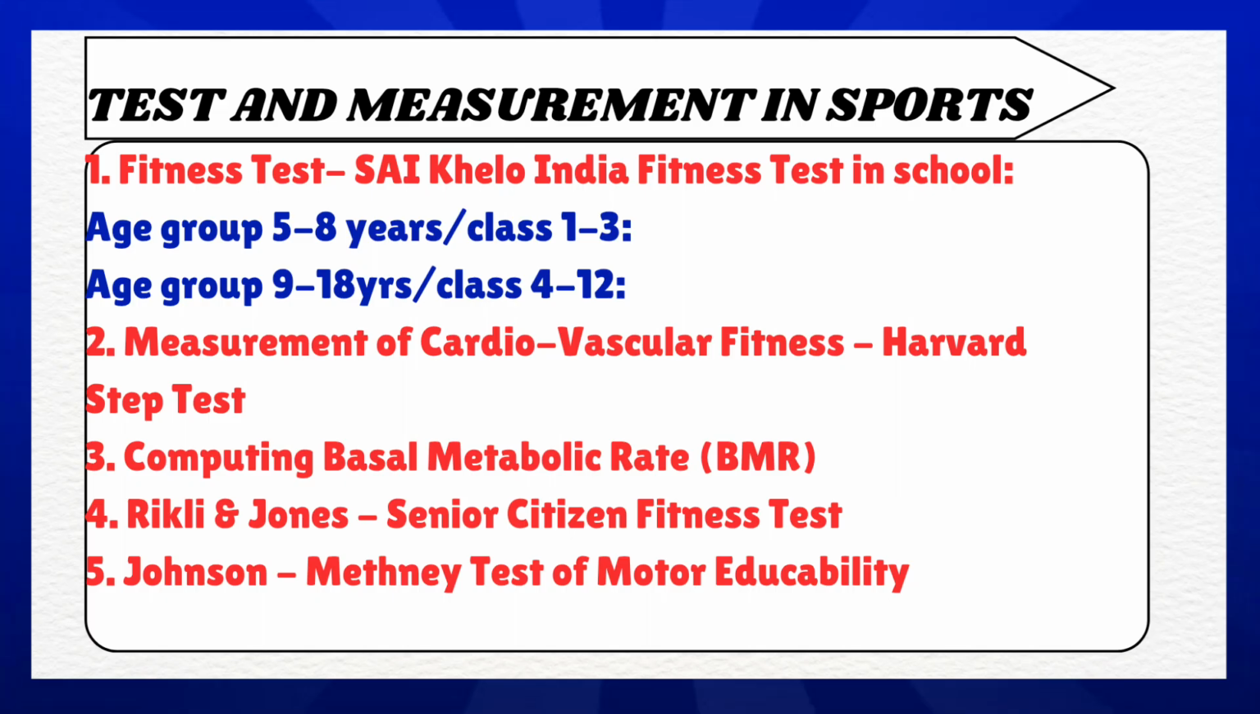Test and measurement in sports. In this chapter, following test items will be covered. 1. Fitness test. SAI Khelo India fitness test in school age group 5 to 8 years or class 1 to 3. Age group 9 to 18 or class 4 to 12. 2. Measurement of cardiovascular fitness, Harvard step test. 3. Computing basal metabolic rate, BMR. 4. Rickley and Jones senior citizen fitness test. 5. Johnson-Matheny test of motor educability.